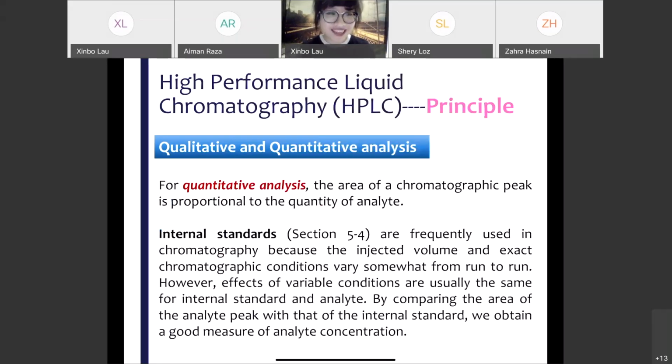And for quantitative analysis, we're going to use the internal standard method, because, like we said, there is the problem with reproducibility, and the internal standard is a good way to solve that problem.